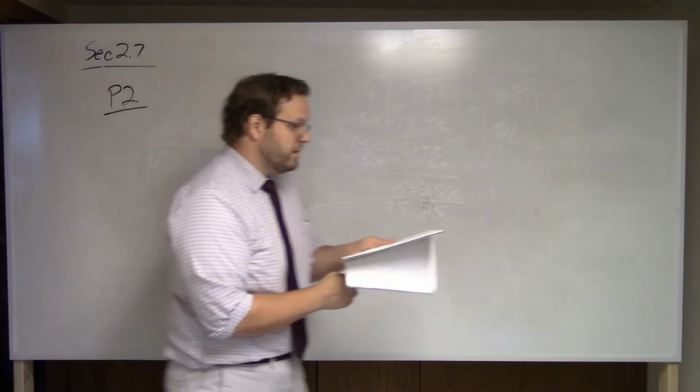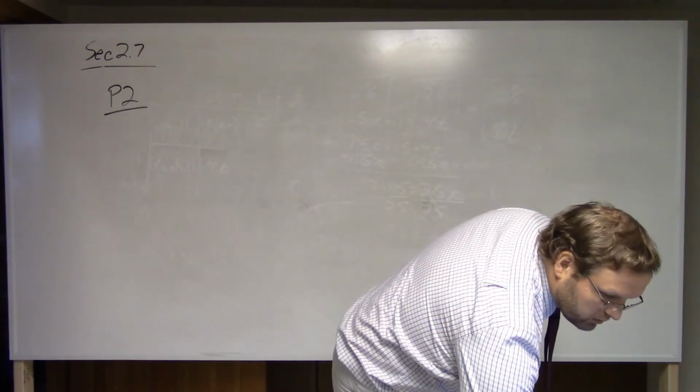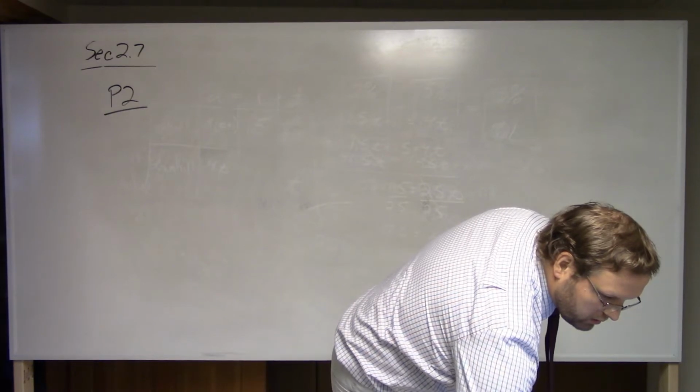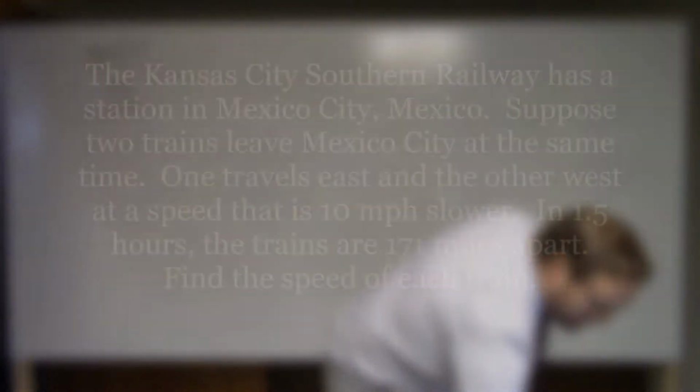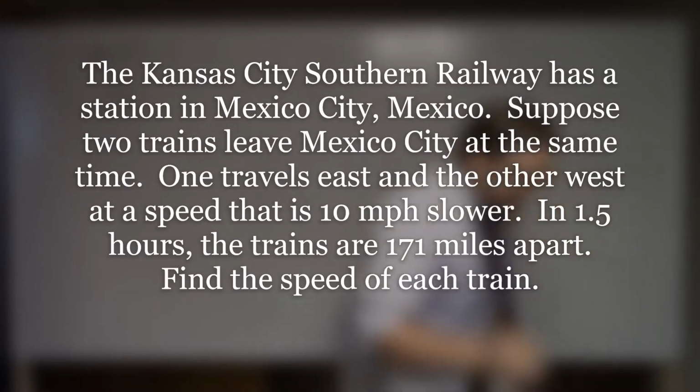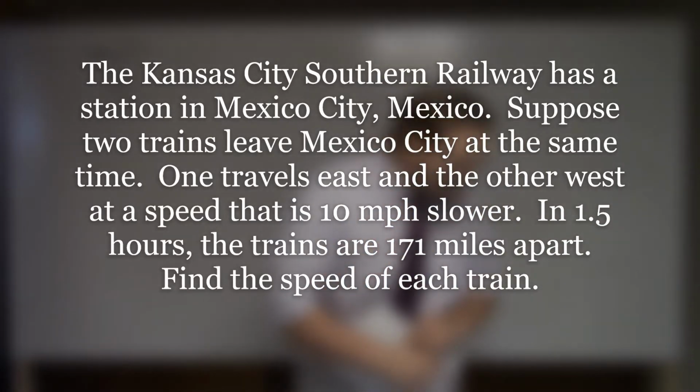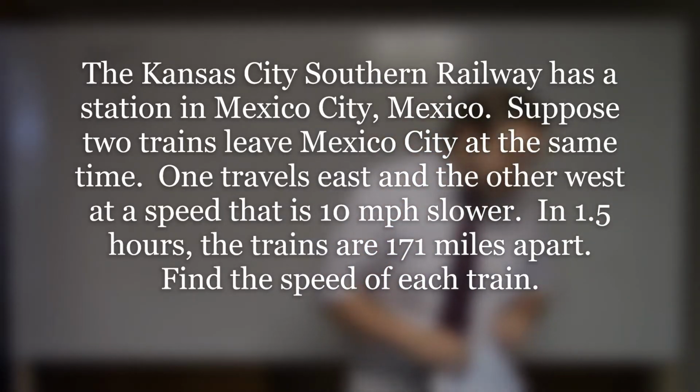Practice 2 can be found on page 142. And it reads, the Kansas City Southern Railway has a station in Mexico City, Mexico. Suppose 2 trains leave Mexico City at the same time. One travels east and the other west at a speed that is 10 miles per hour slower. In 1.5 hours, the trains are 171 miles apart. Find the speed of each train.